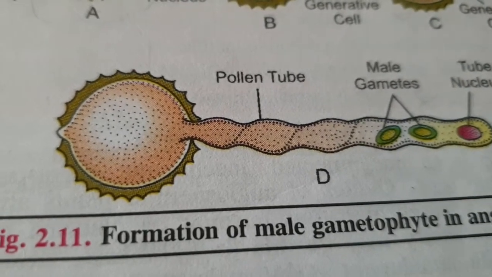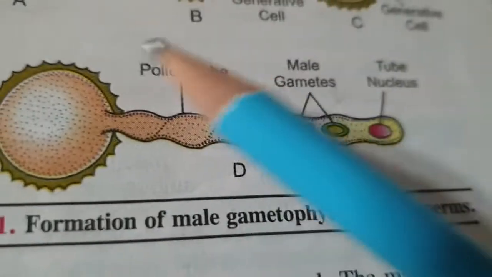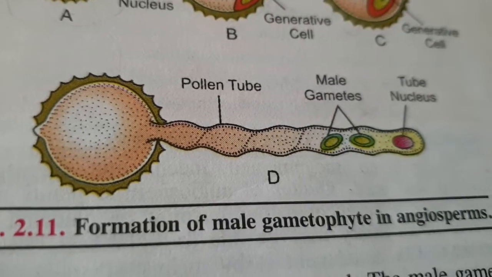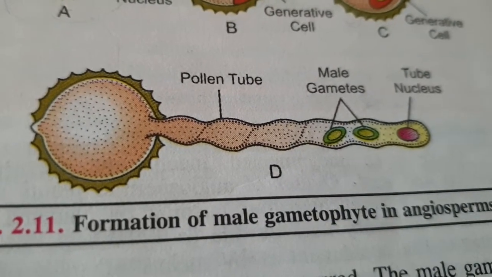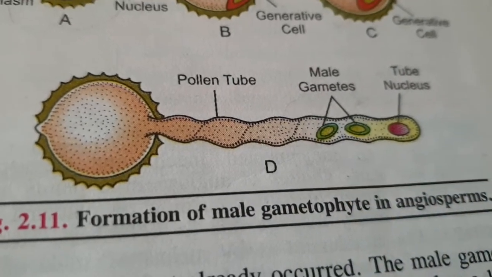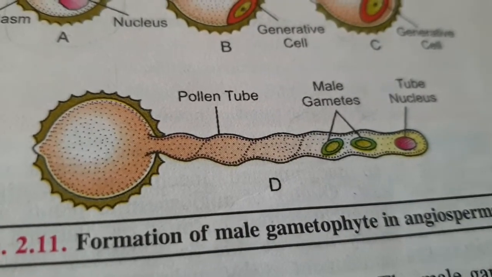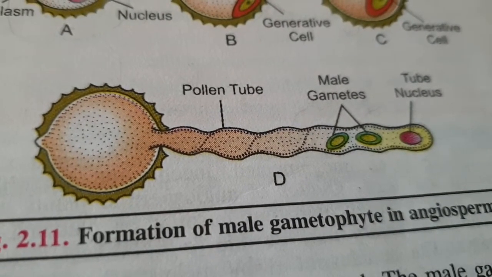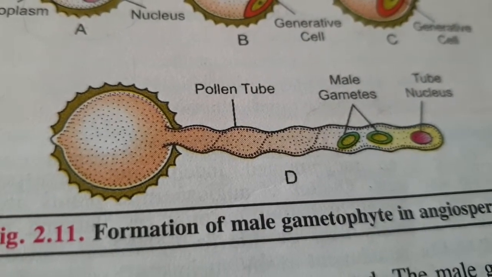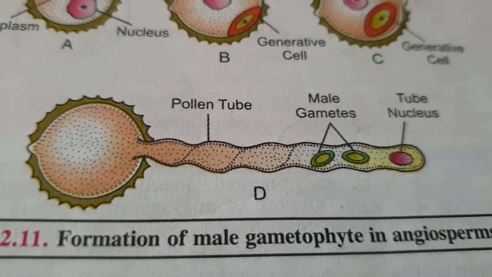Now, this tube nucleus descends to the tip of the pollen tube. You can see the tip portion is occupied by the tube nucleus, which later degenerates, and the generative cell divides into male gametes, and these male gametes occupy the position next to the tube nucleus. Now, these male gametes are also somewhat lenticular to spherical. They have a large nucleus which is surrounded by a sheath of cytoplasm and covered over by a distinct plasma lemma.